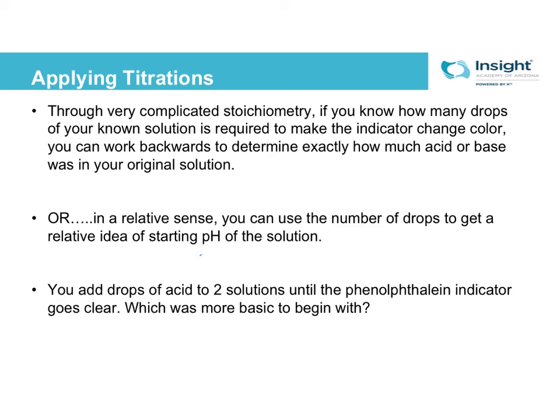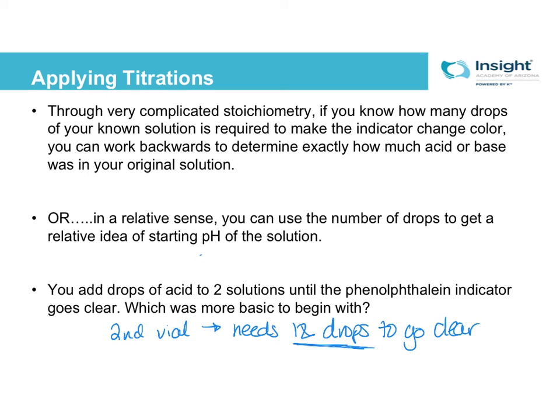But what if I had a second vial that needs 12 drops to go clear? Comparing the one that needed 2 drops and the one that needed 12 drops, which one was more basic to begin with? If I need to add more acid to get it to drop below 8.3, then that means initially this vial with the 12 drops was more basic in the start because it requires more acid to bring its pH down.